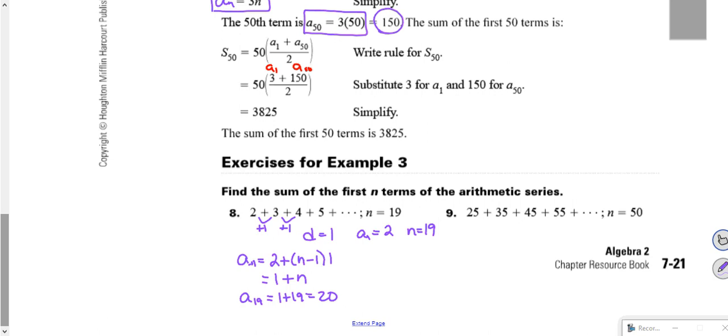Now, you probably could have just looked at this and figured that out. But now my sum. So here's my sum. My sum of the first 19 terms of this series is 19 times A1 plus A19, A1 is 2 plus A19 is 20, divided by 2. So 22 divided by 2 is 11. 19 times 11 is 209.